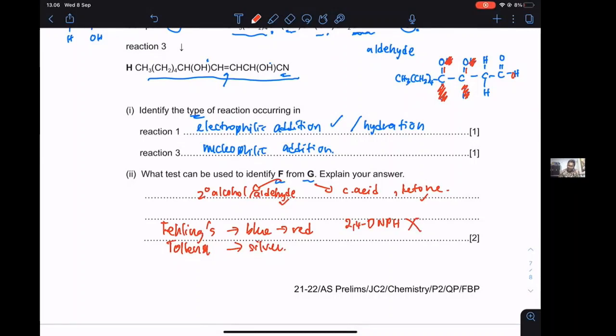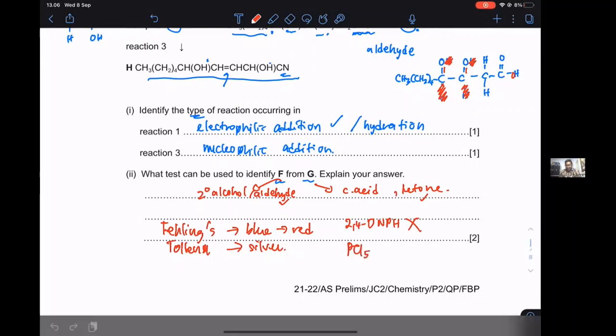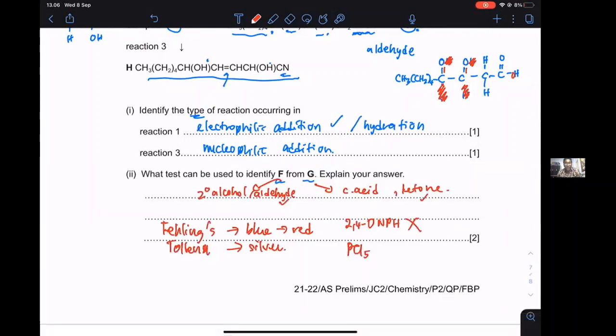Some students give the answer PCl5, because PCl5 will give you steamy white fumes. It's a test for alcohol. If HCl is given off when there is an alcohol, then it's still accepted. So I do accept PCl5 to distinguish F from G. You need to tell what will happen: if you're using PCl5, you will see steamy white fumes. Then it's okay.